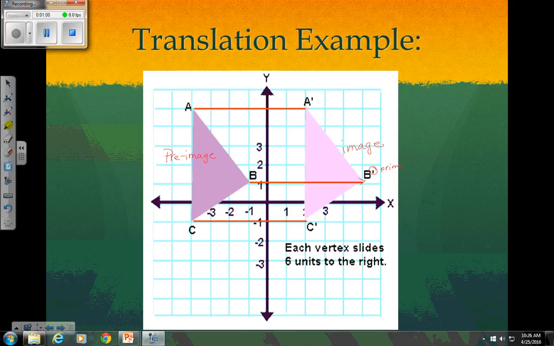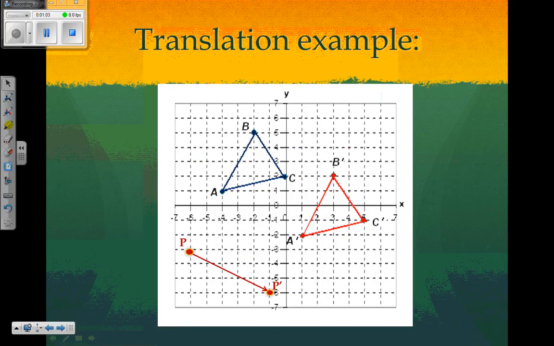Now, I'm going to show you an example where we have what's called a translation vector. This arrow is a translation vector. It's actually the key for how you're going to do your translation. P is your pre-image, and P prime is your image. In other words, you start here and you end up at P prime there.